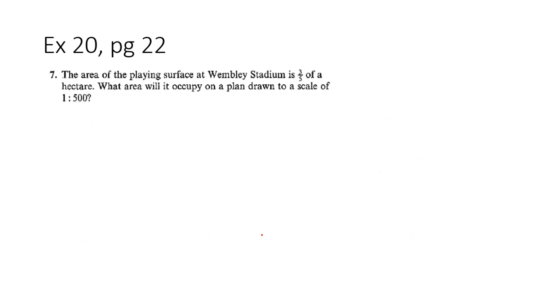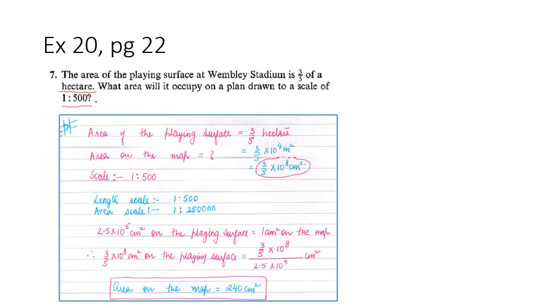Alright, the area of the playing surface at a stadium is 3/5 of a hectare. So you need to be aware of hectare as a unit for measuring area. What area will it occupy on a plan drawn to a scale of 1:500? So this is the length scale. Alright, so that's the way we go about this question.